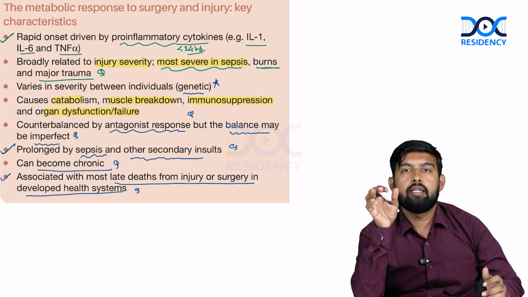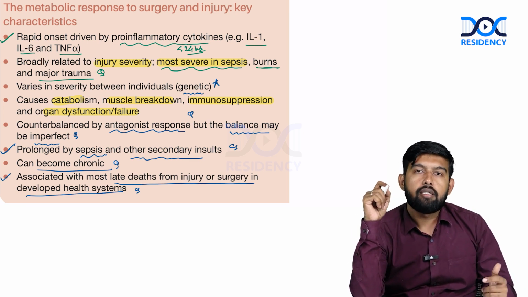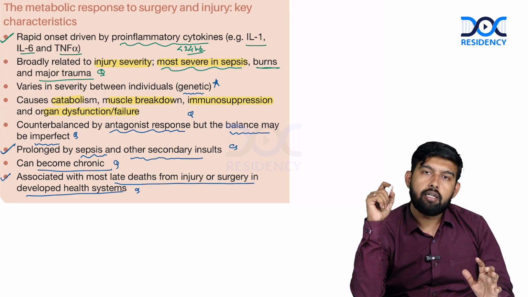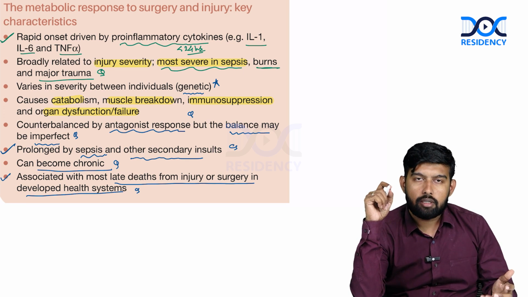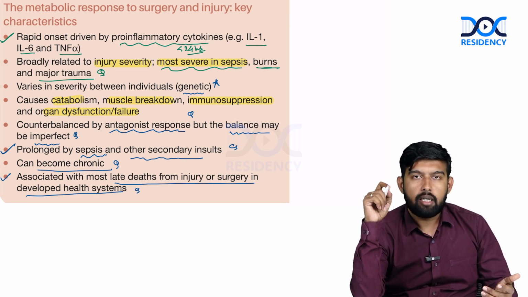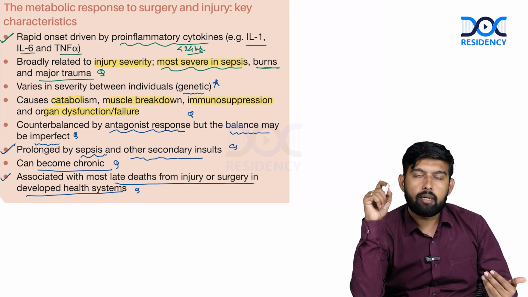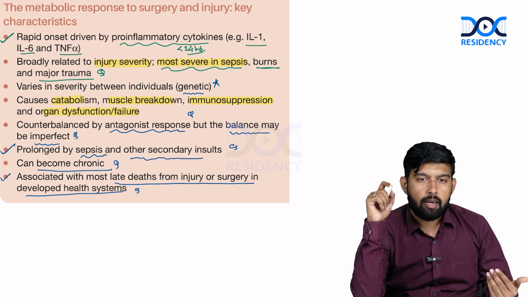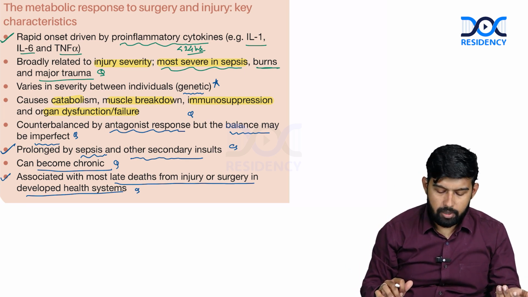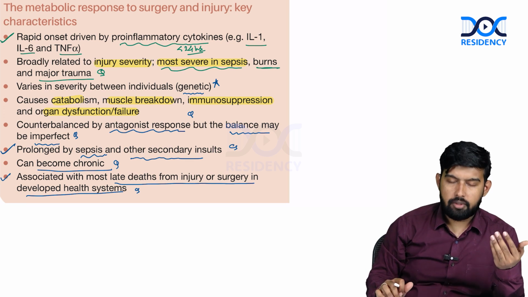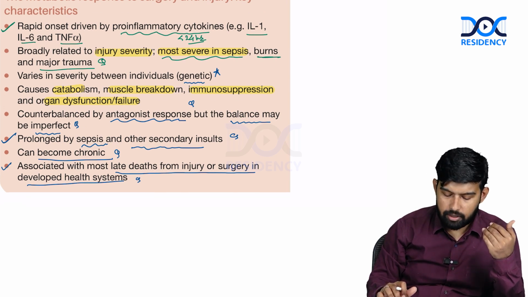In a very developed health system, there is a decrease in the mortality rate in the initial period of the trauma or injury by adequate resuscitation and critical care. But the metabolic response to injury, which happens at the late stages, can be an unavoidable effect, and this is possibly associated with late death in an injury or surgical patient in a developed health system.